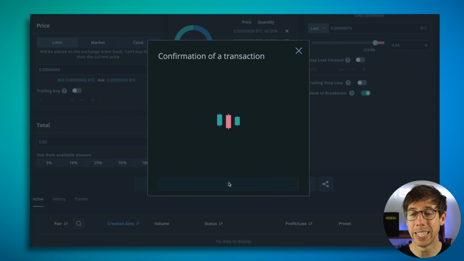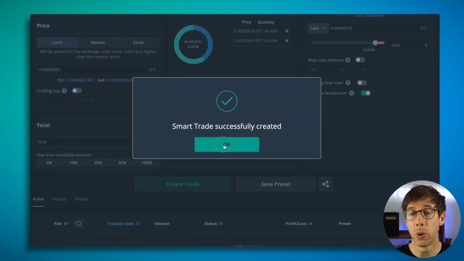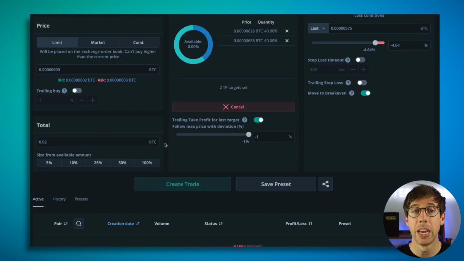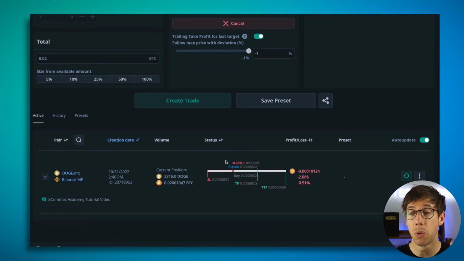Note, when I hit this, now because I've set a limit order, it's going to be sent directly to the exchanges, and it will only get filled when the price or my limit order has enough volume to be filled. And note that it was filled right away.